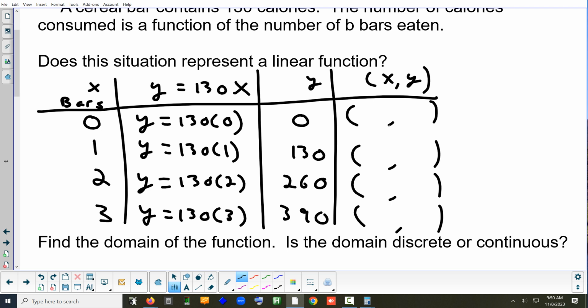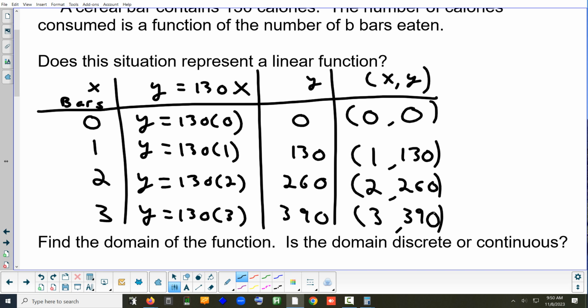What's your first coordinate? 0, 0. A lot of times 0, 0 comes up a lot. What about your second coordinate? 1, 130. Your next coordinate? 2 bars, 260 calories. And your third coordinate? 3, 390. There we go.